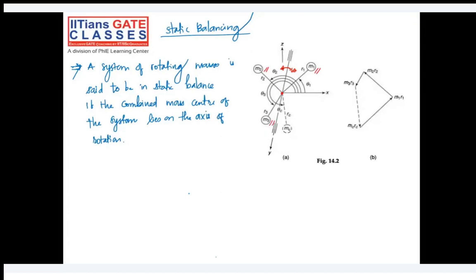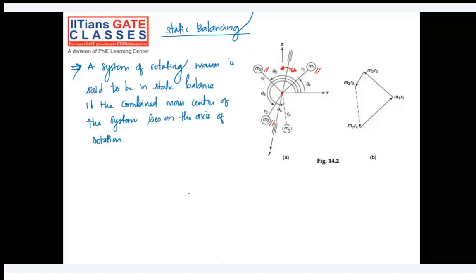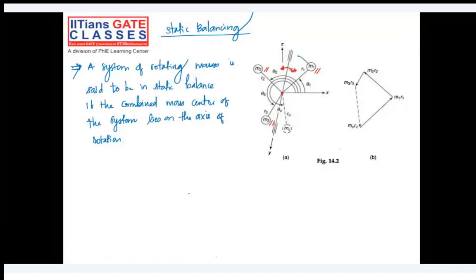Yes, correct, Sean. That moment about the point of rotation should be 0. Fine. Okay. So all three masses m1, m2, and m3 are at eccentricities r1, r2, and r3 from the center of rotation. So what is the vector sum of all the forces? You know that m r omega square will have a force in this direction and in this direction.